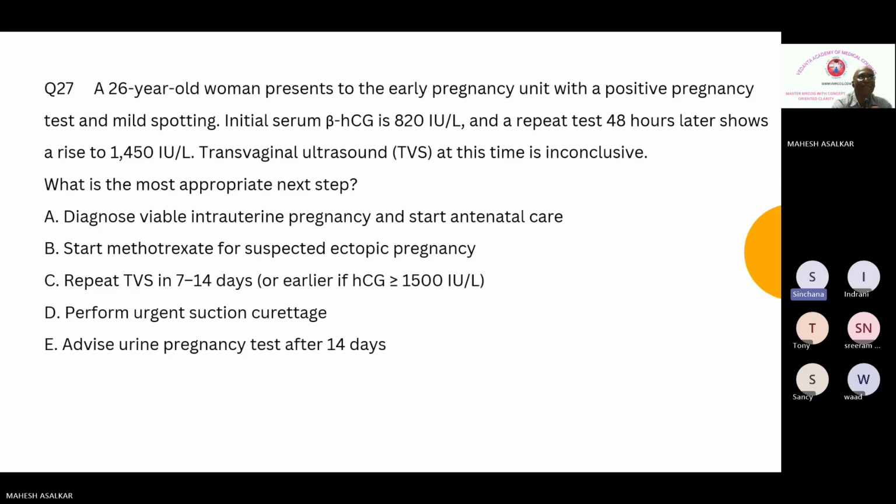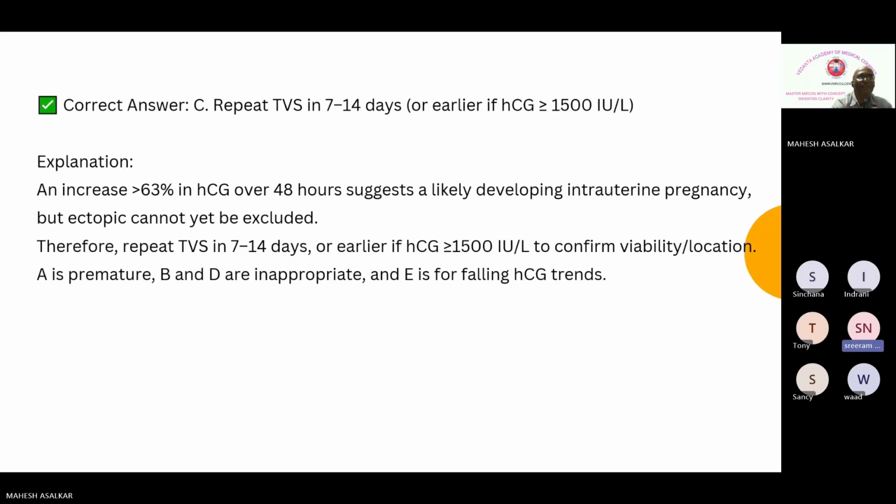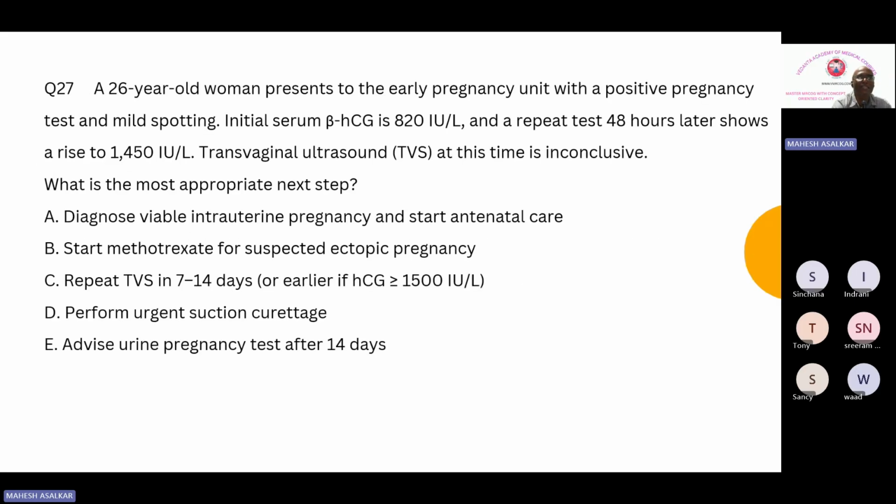C shouldn't be, that's a repeated scan. Urgent, I think C. Okay. Repeat TVS in 7 to 14 days, or earlier if the beta HCG is more than 1500. Here you don't see the cardiac activity, but the beta HCG is increasing, 1450. So generally we repeat the TVS once the value crosses more than 1500.